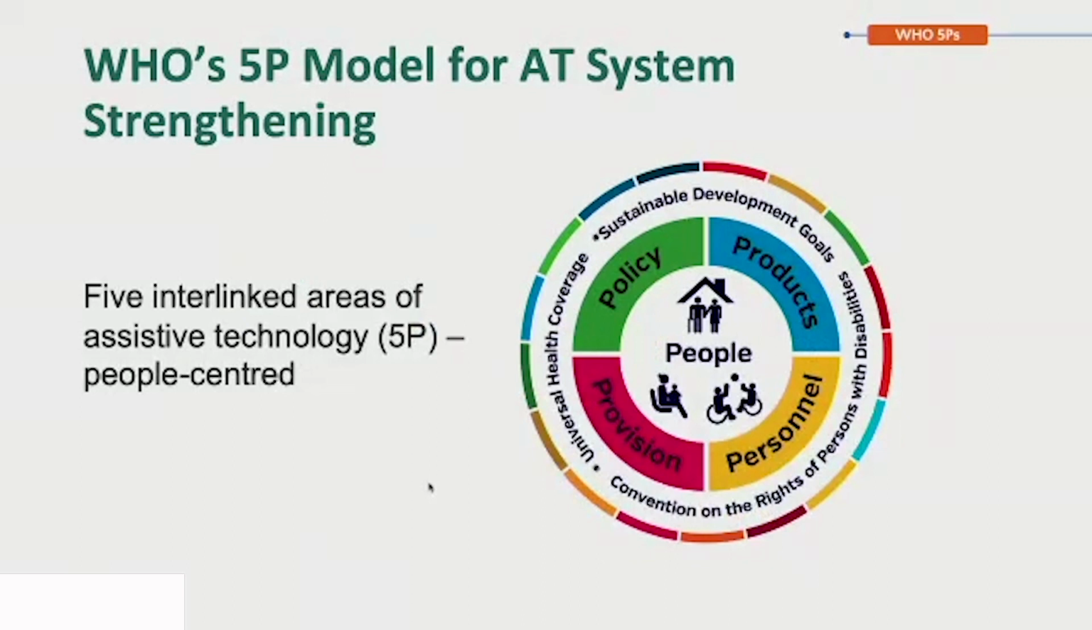So ISWP focuses our efforts on WHO's 5 Ps model for AT system strengthening. And as you can see here, the focus of this model is our people, the wheelchair users, who we always have to keep as our priority. Around our people, we have policy, products, personnel, and provision. And surrounding those are the Convention on the Rights of Persons with Disabilities, universal healthcare coverage, and the UN Sustainable Development Goals. But we always keep our focus on the end user.